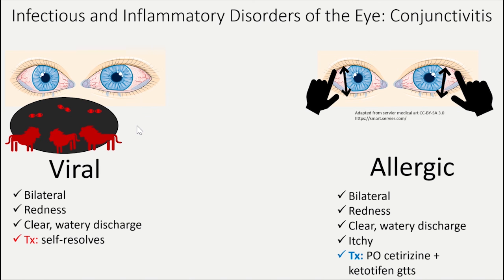Allergic, it's bilateral. There's redness, there's clear watery discharge, but the key thing is that it's itchy. If it's itchy, you treat it as allergic. And the treatment is PO antihistamines like cetirizine, and ketotifen drops. It's an anti-allergy antihistamine that is dropped into the eyes.